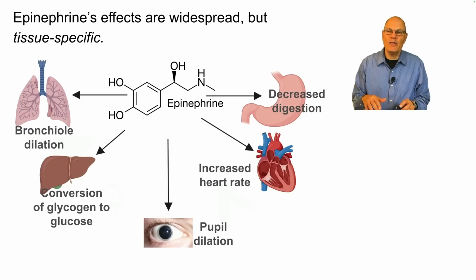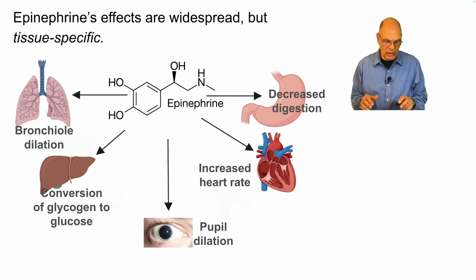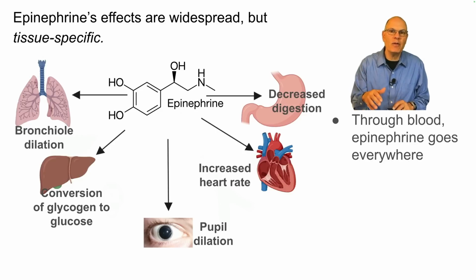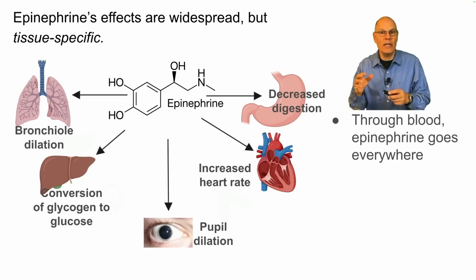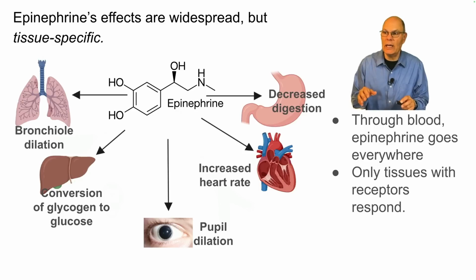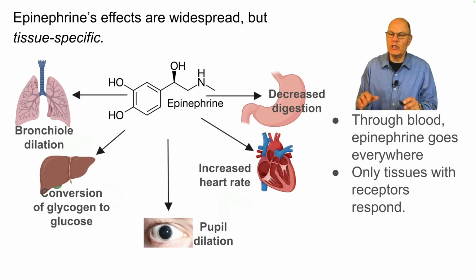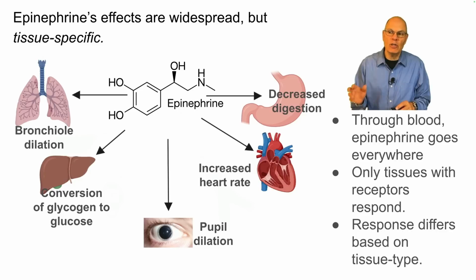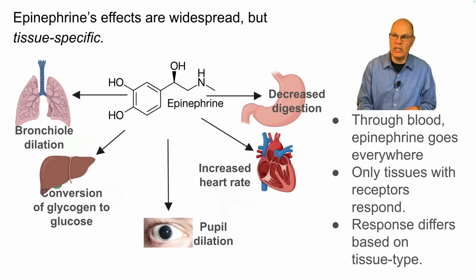Note that epinephrine's effects are widespread but tissue specific. So epinephrine is going to get released from the adrenal glands into the bloodstream. It's going to go everywhere. It's going to touch every cell in your body, but only tissues with receptors are going to respond. That response will differ based on tissue types.